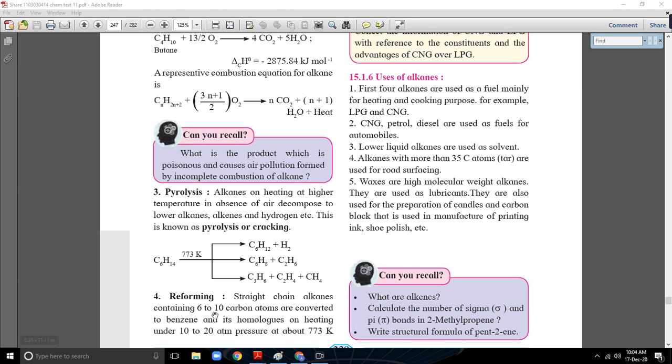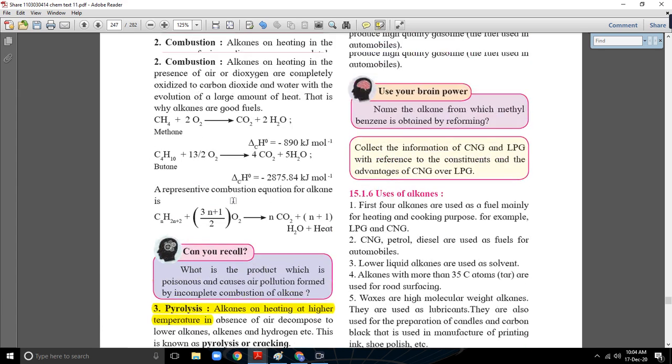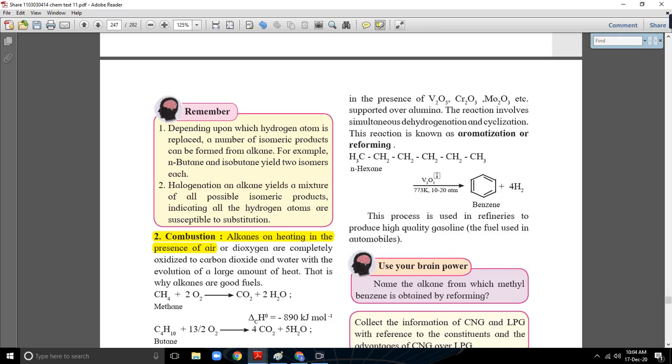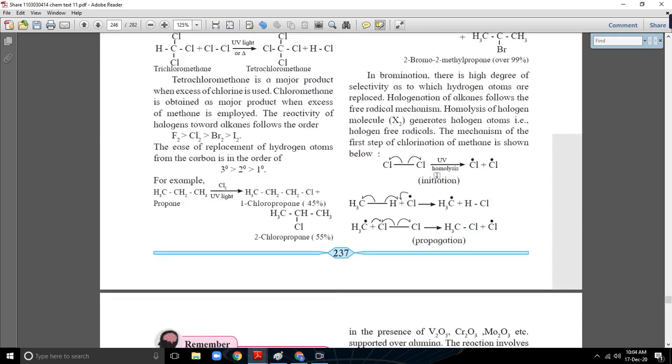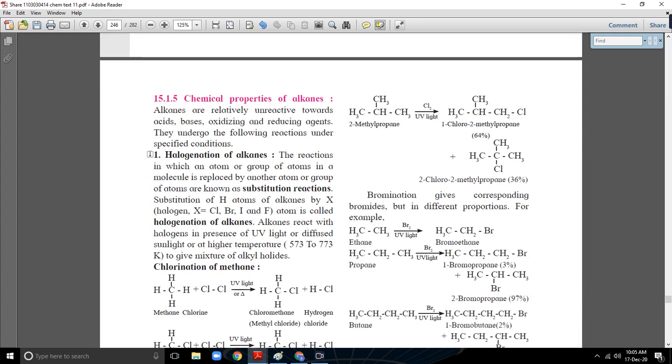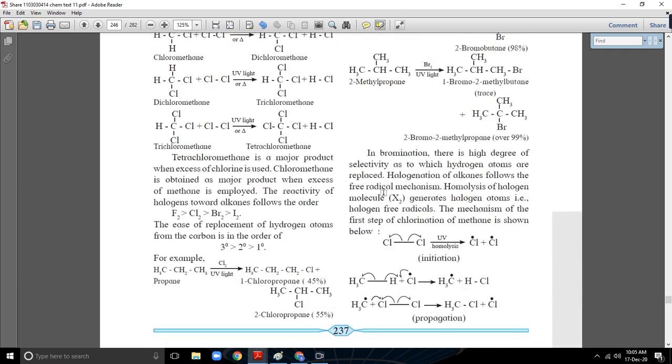Next reaction is the reforming reaction. These three reactions, reforming, pyrolysis and combustion reaction, are deleted from your syllabus. This is also not in your syllabus. Okay, this is not in your syllabus. Halogenation of alkene.